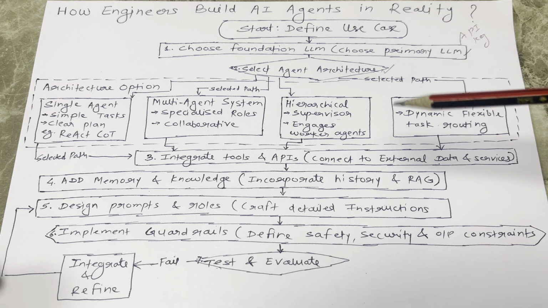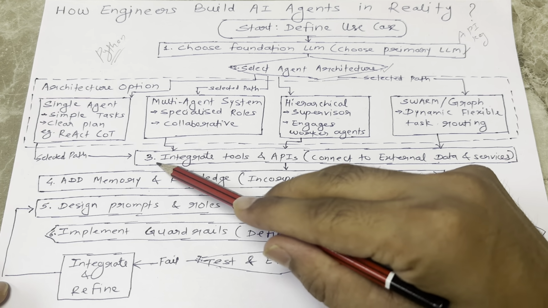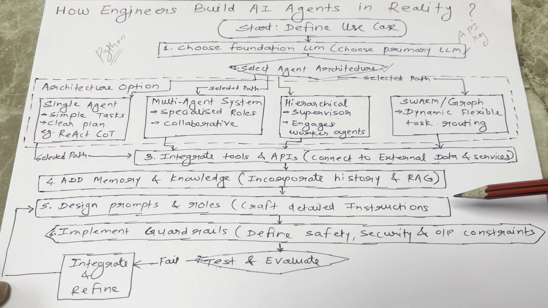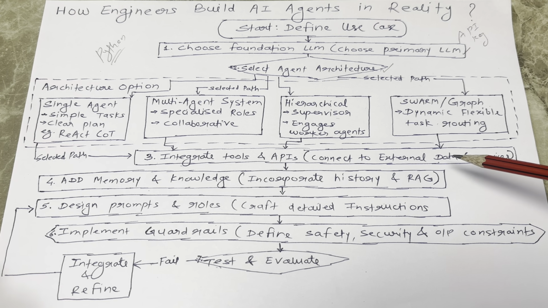And the next one, we want to integrate tools. You see the third step, we want to integrate tools and APIs. So to perform actions, the agent needs to perform actions like web search, or it needs to run Python code, or maybe run a SQL command. So we need to integrate with what? APIs and tools. This is also written using Python.